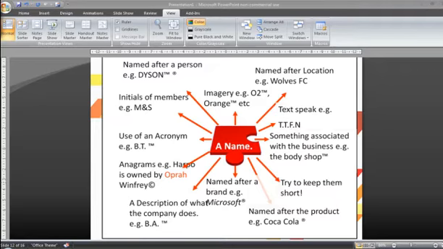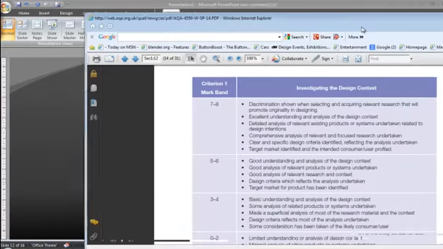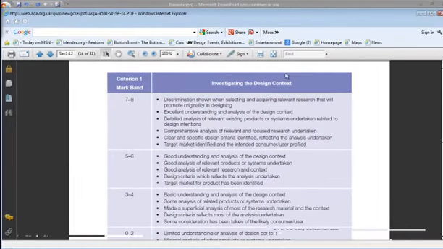Okay, so this video clip's explaining the process of coming up with a name and how we generate the name from nothing into a corporate identity. Before we do that, let's have a quick look at the exam board spec so we know why we're doing it.